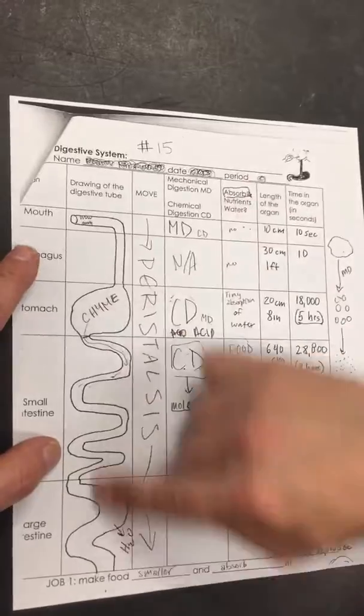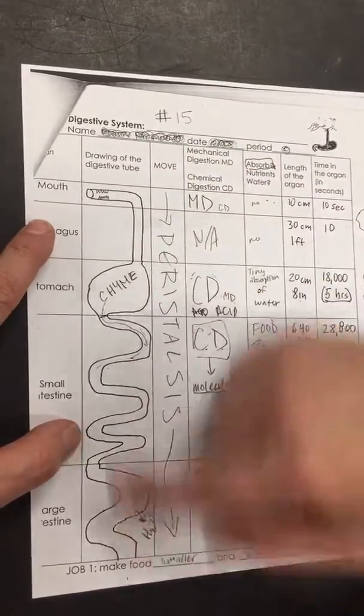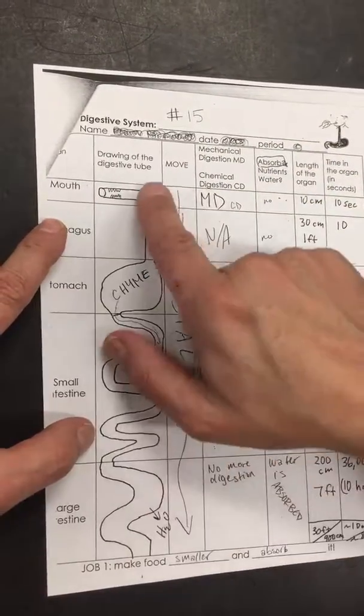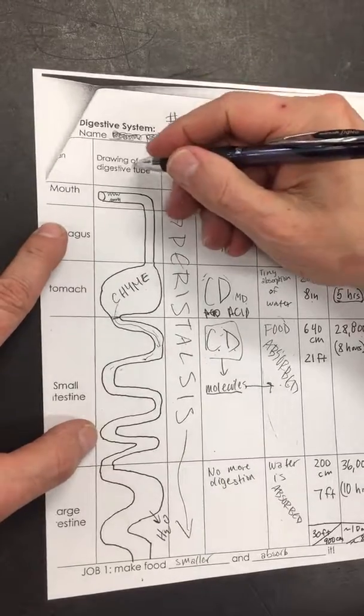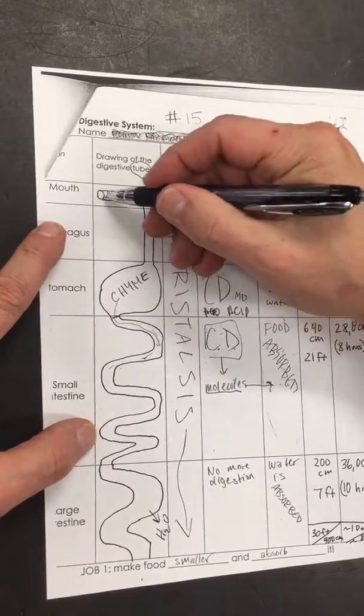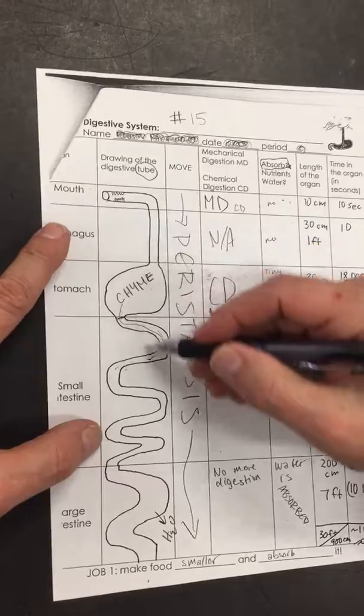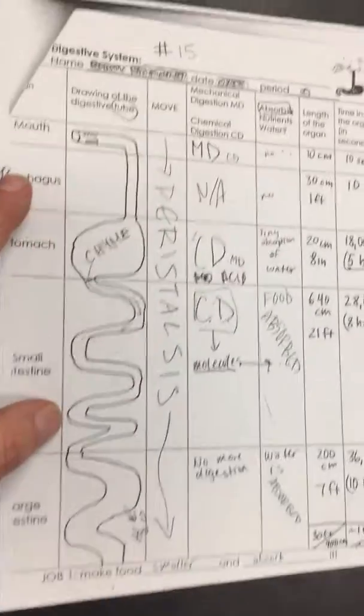So you'll see on this side, this is a drawing of the digestive system as a tube, and that's the big idea here. The digestive system is a tube with two openings, a mouth and an anus, and the food flows through here and gets processed by the body.